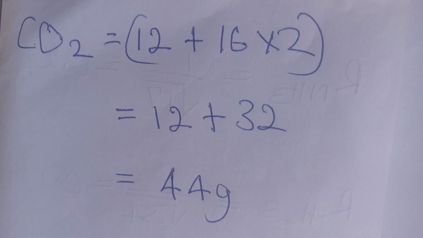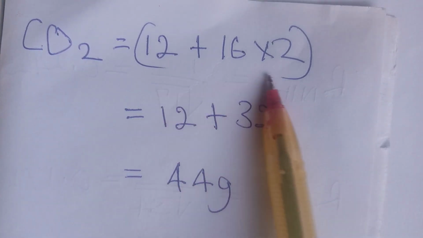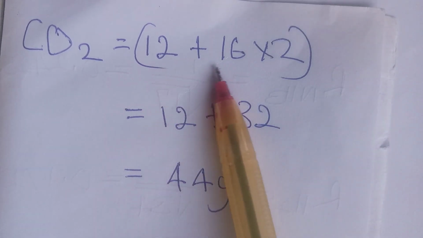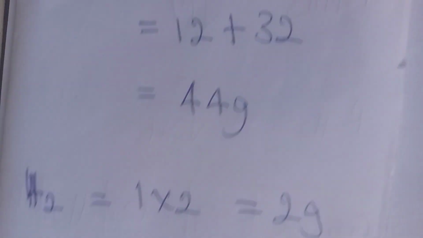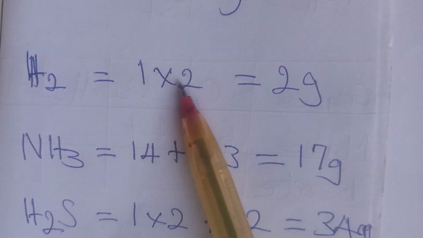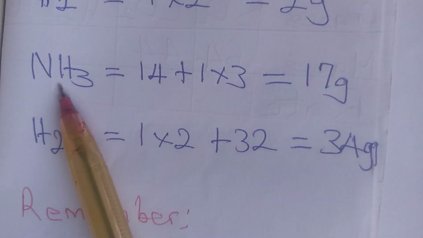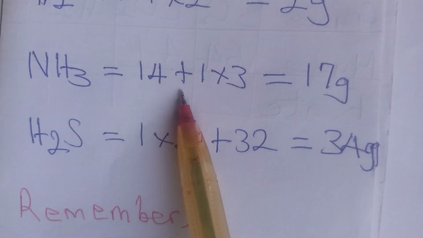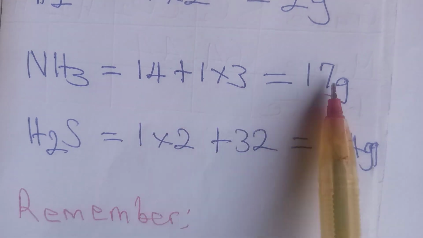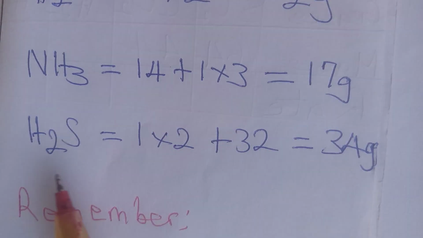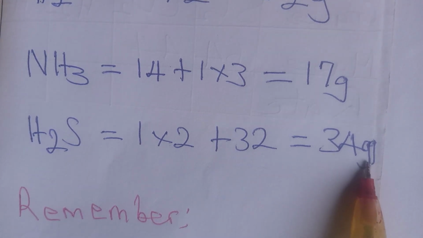The next gas we had in the question was carbon 4 oxide. Calculate its relative molecular mass. We have 12 plus 16 times 2, and that gives us 44. We also have hydrogen gas, and that is 2 grams per mole. Then ammonia: nitrogen is 14, hydrogen is 3, you sum them to give us 17. Hydrogen sulfide is 2 plus 32, that gives us 34.